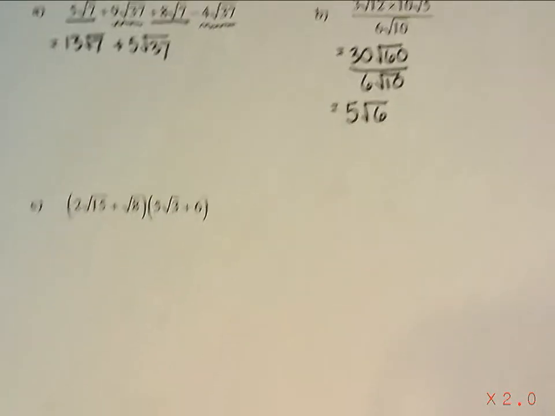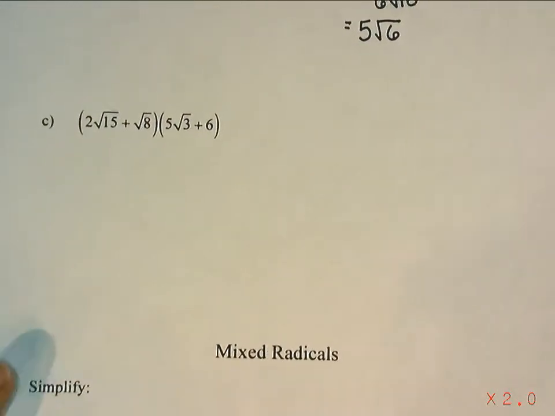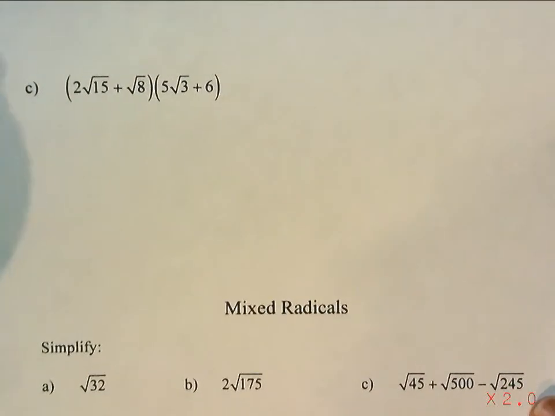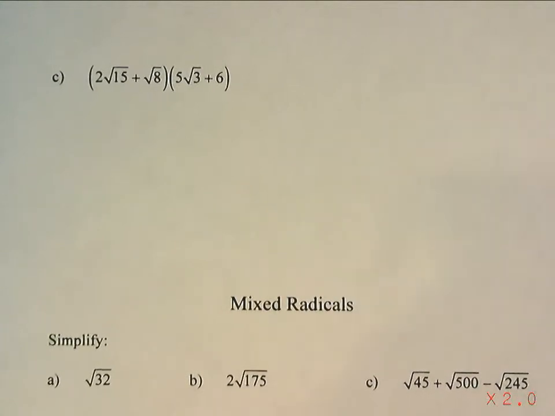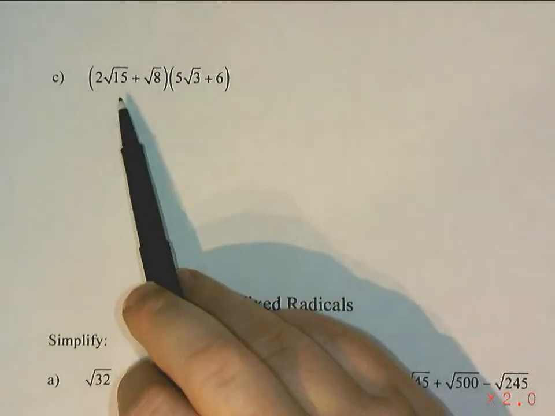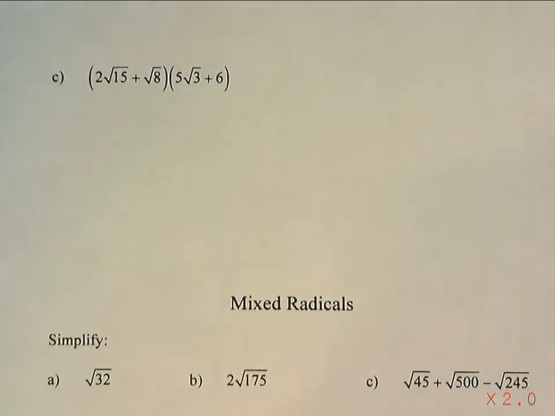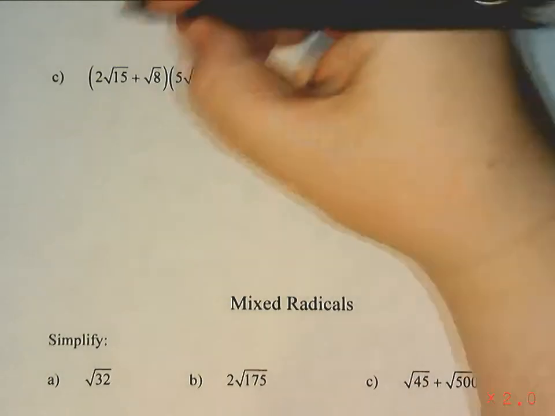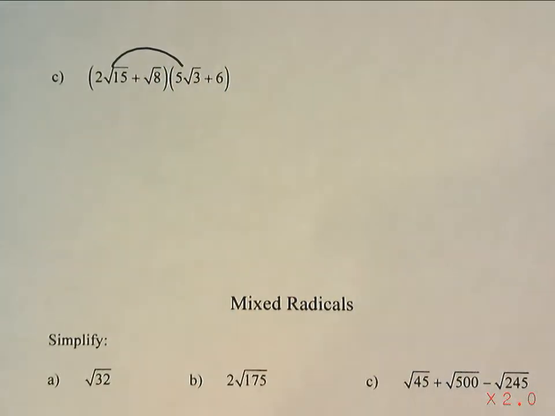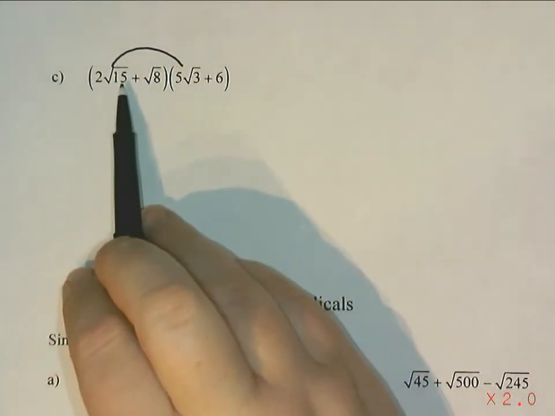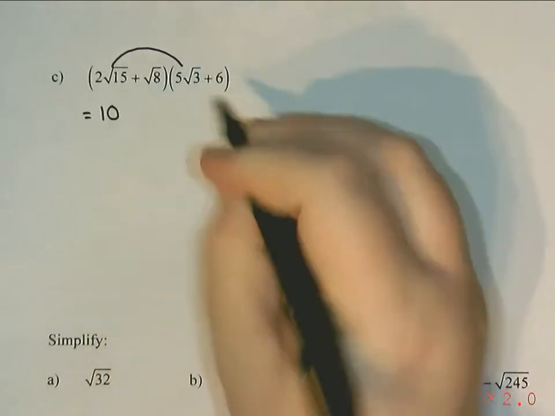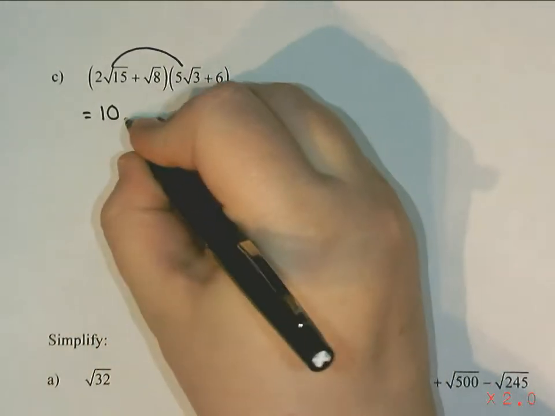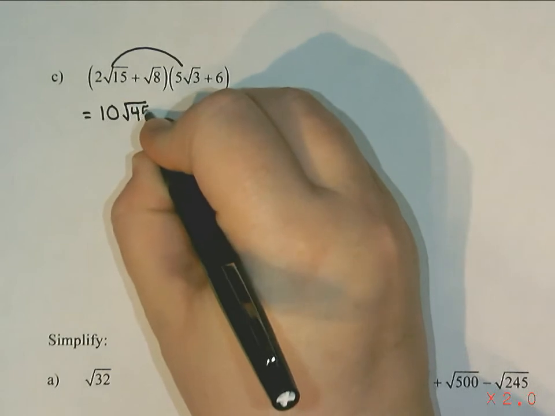Now we have one more that we did the other day, and that is what we do when we have brackets. So I have 2 root 15 plus the square root of 8 times 5 root 3 plus 6. So to multiply out two brackets, we're just going to FOIL them out. So remember, FOIL stands for first, outside, inside, last. So we're going to multiply the first in each bracket, and we do the same thing. We're going to multiply coefficients, and then we're going to multiply the roots. So 2 times 5 is 10. 15 times 3 is 45, so I get 10 root 45.